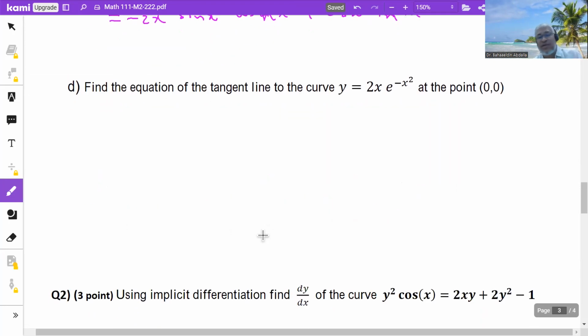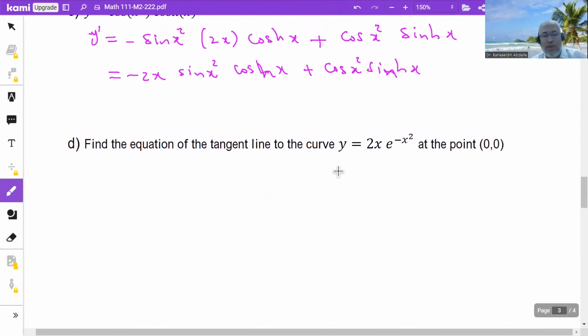Find the equation of the tangent line to the curve y equals at the point 0, 0. The equation of the tangent line, equation of any line, is y minus y0 equals slope times x minus x0. This is the point-slope form, if you have a point x0, y0, and slope.